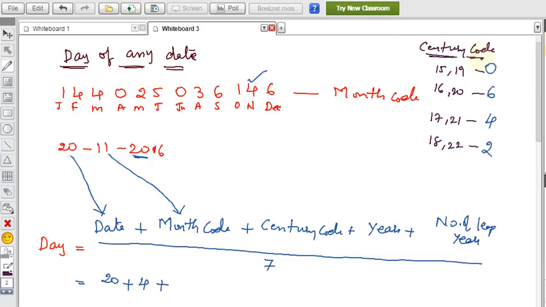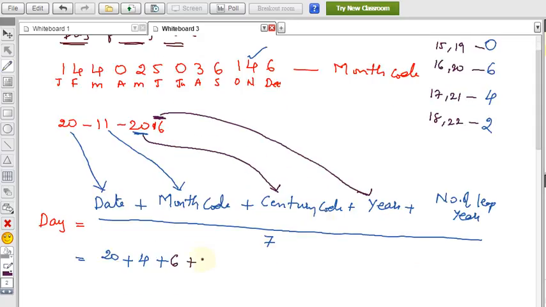So the month code is 4 and the century code, according to the 20, this 20th century code is 6, plus next the years. This 16 is the years. The number of years is 16, plus number of leap years. Leap years will come only from the 16. So in this 16, how many leap years are there? In the 16 there are 4 leap years, right? 4, because 4 leap years are completed by 2016. Divide by 7.